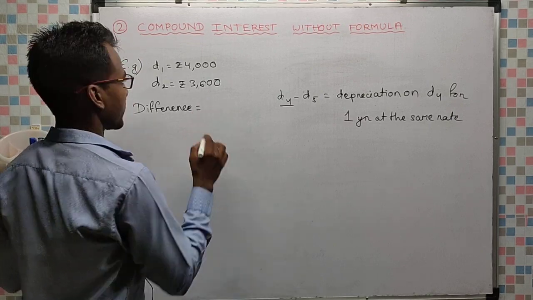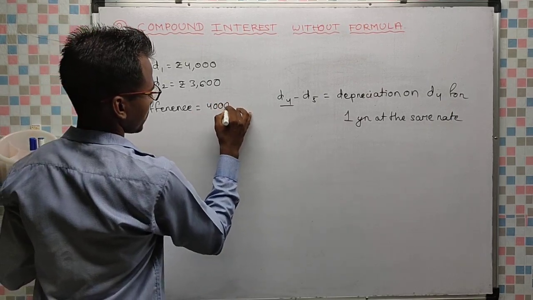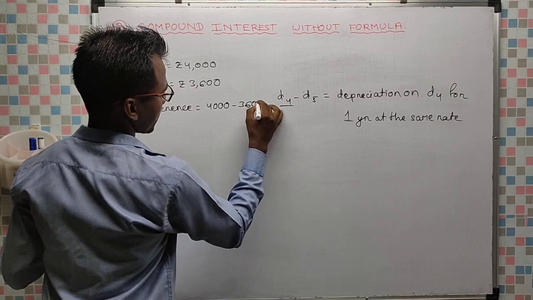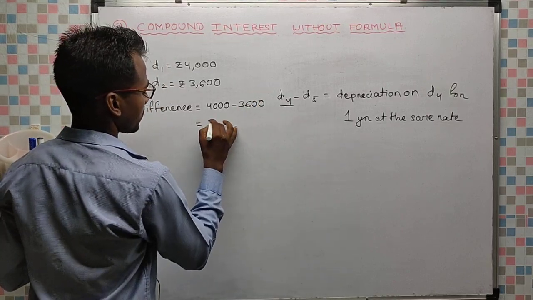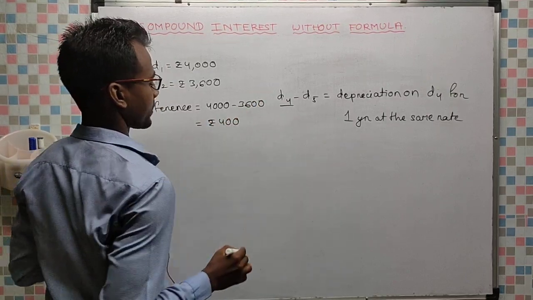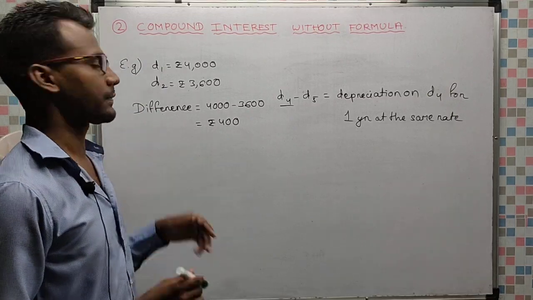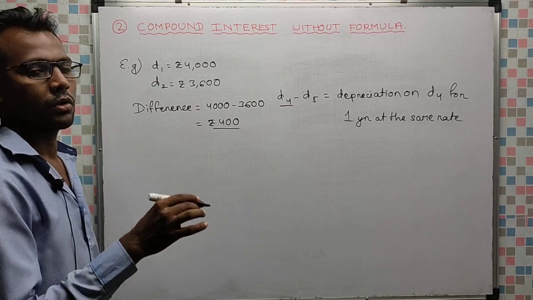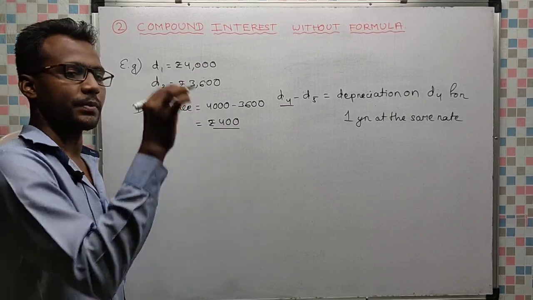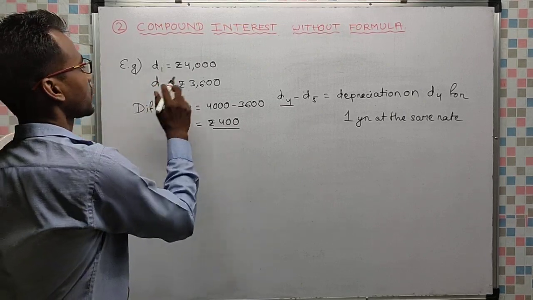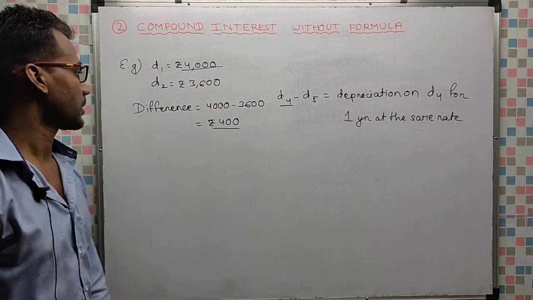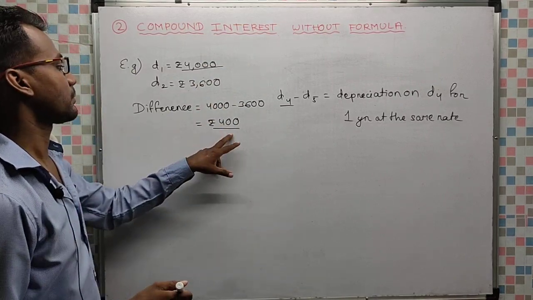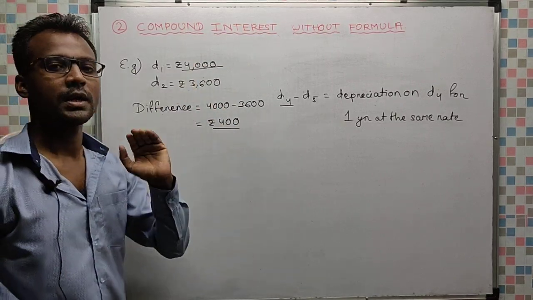Greater value minus smaller value. Okay, 4,000 minus 3,600, which is equal to rupees 400. This difference is nothing but the depreciation on the depreciation of the preceding year. Which is the preceding year? D1 or D2? D1.